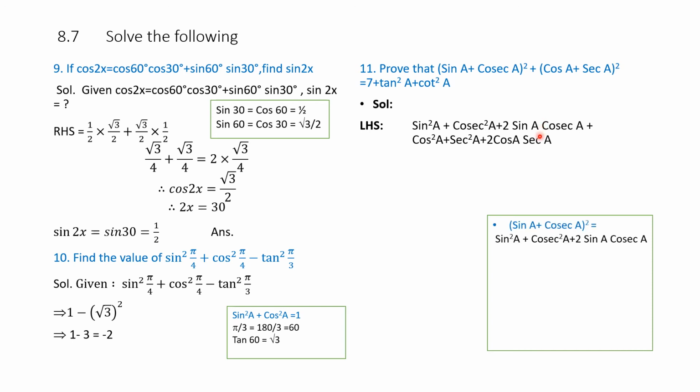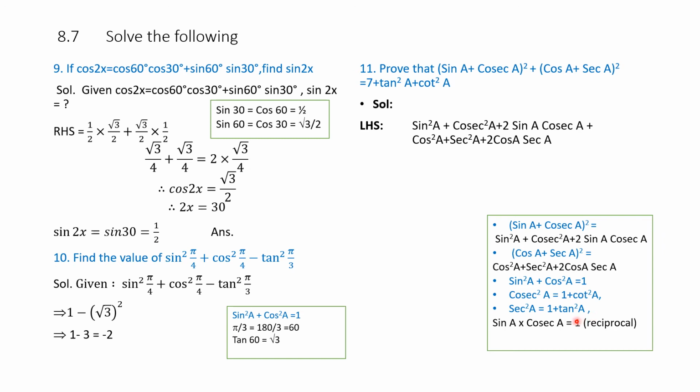That is the left hand side. But we know sin squared A plus cos squared A is equal to 1. And cosecant squared A is 1 plus cot squared A, and secant squared A is 1 plus tan squared A. These formulae you please remember, we have also already discussed in the previous chapter, previous slide.